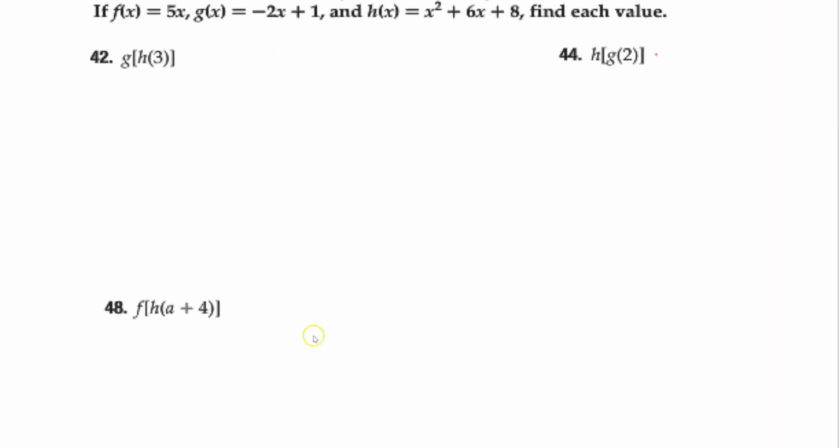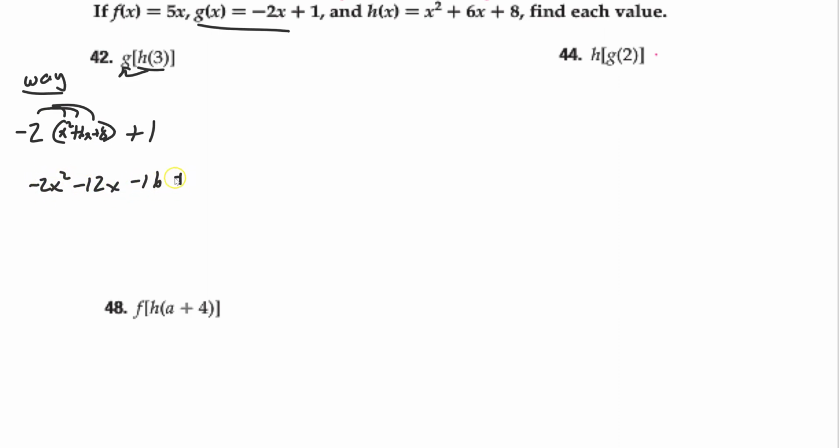Now let's do it with numbers. Like most things in mathematics, there are 2 ways to do this. I'm going to show you way 1 first. Way 1 is the way we've been doing it. So g of h of 3, so let's plug h into g. g is this, so negative 2 times something plus 1. Then we're going to plug h in. h is that mess, x squared plus 6x plus 8. Distribute. Why did I make it so hard on myself? And I get negative 2x squared minus 12x minus 15. And then I haven't used the number yet, right?